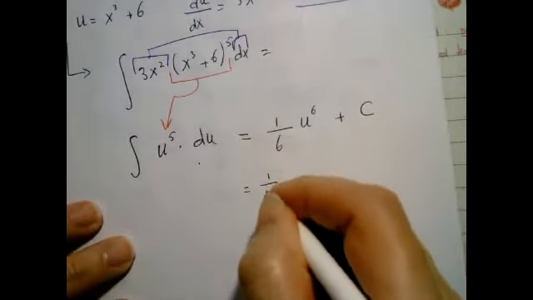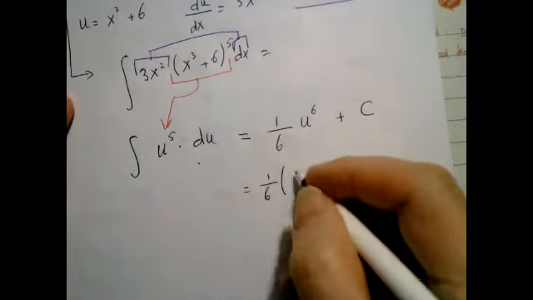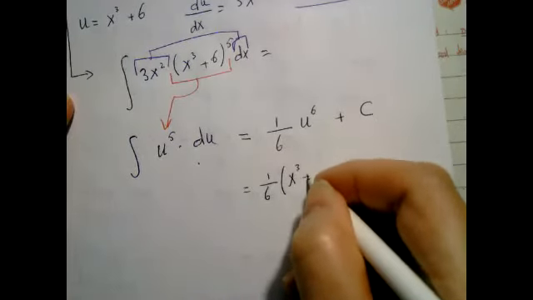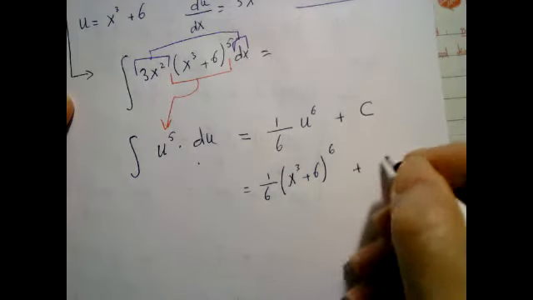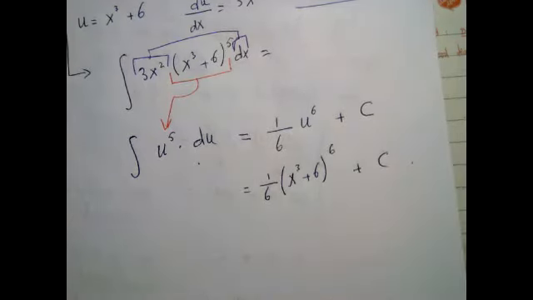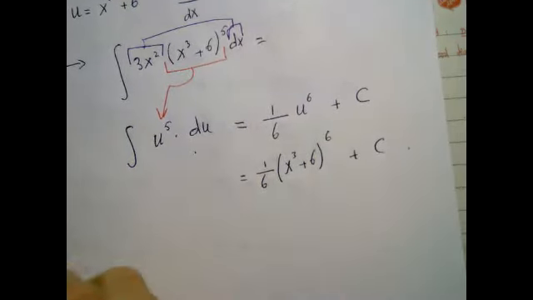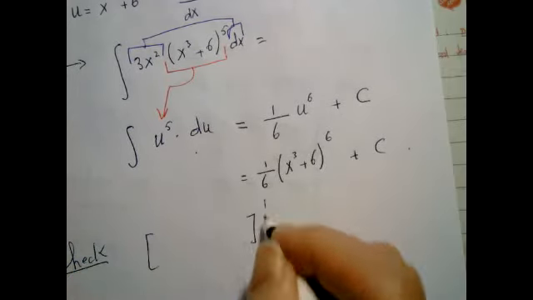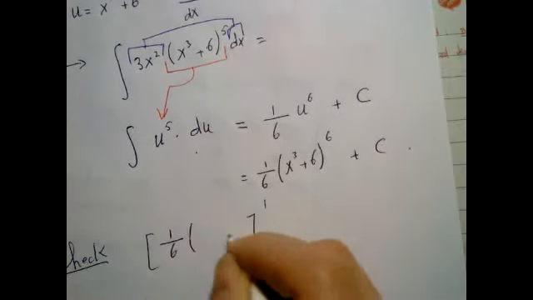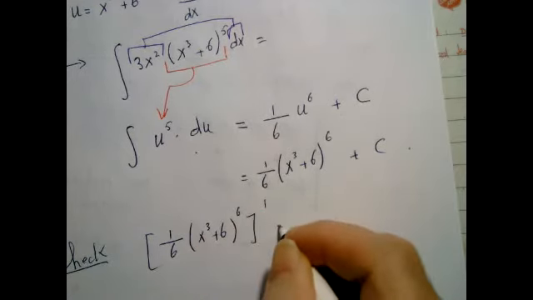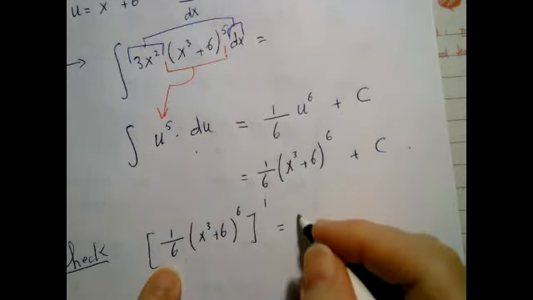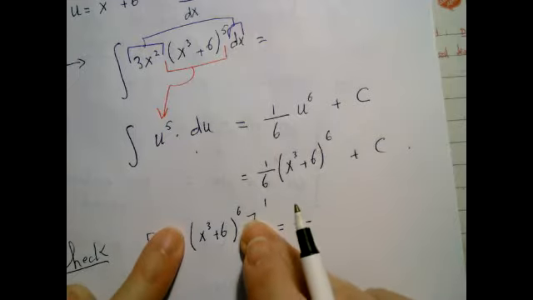Once I do that, my last step is go back to x. x cubed plus 6 to the power 6, plus a constant. All right. Now the last step is we check just to make sure that we're not goofing. Means I find the derivative of this term and I make sure I get my integrand. That's equal to 1 over 6 times chain rule.